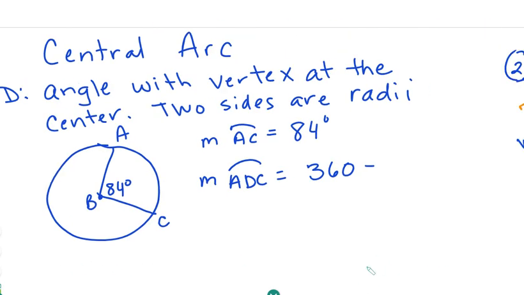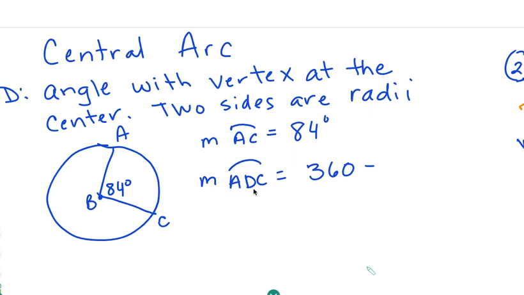All right, we're going to start out with the definition and formula for a central arc. A central arc has the angle of the vertex at the center of a circle, and the two sides are the radii, so they will be congruent. If it is a central arc, it's going to equal the degrees of the central angle. So I'm looking at the minor arc of 84 degrees because angle BAC opens up to arc AC. So if this is 84, this will be 84.